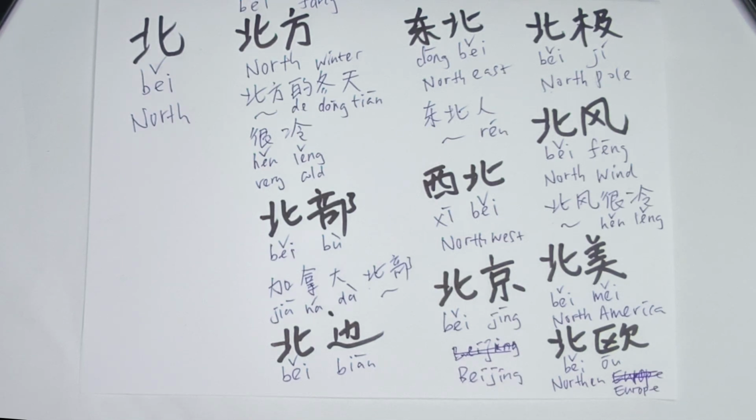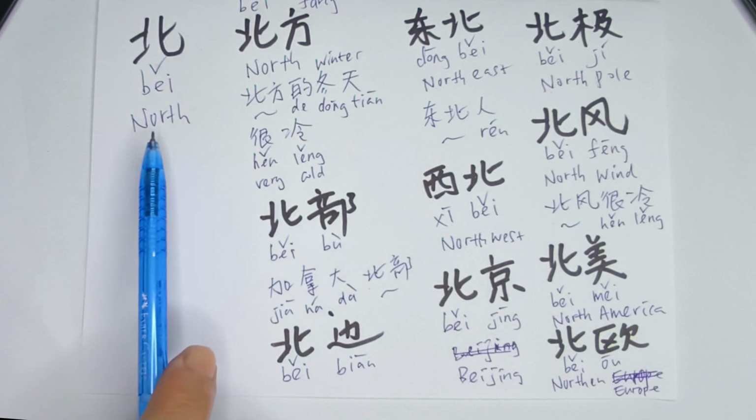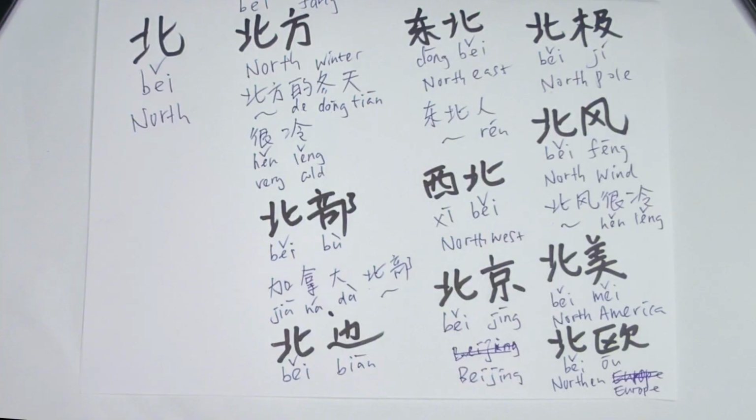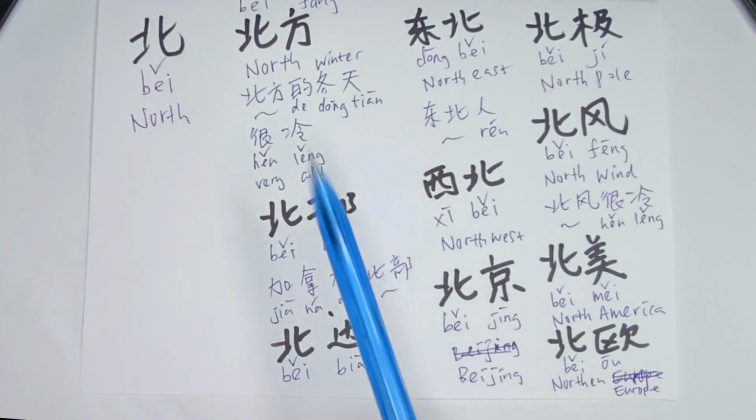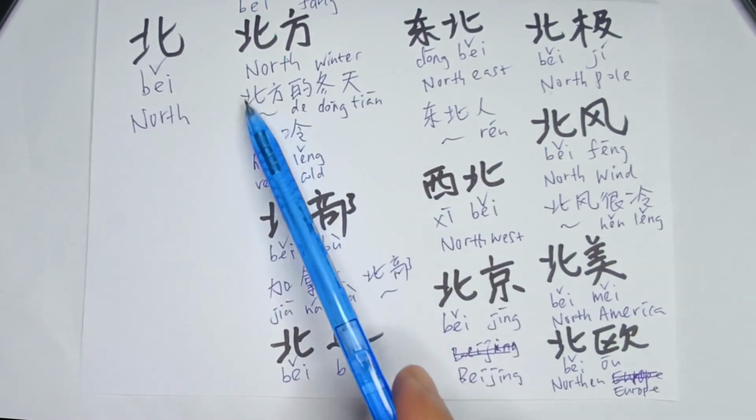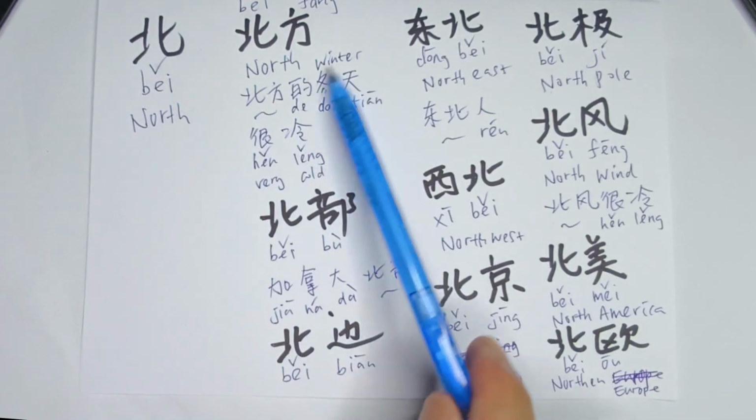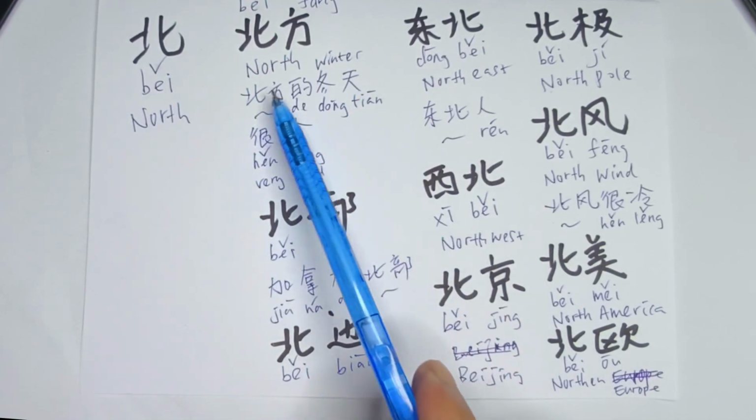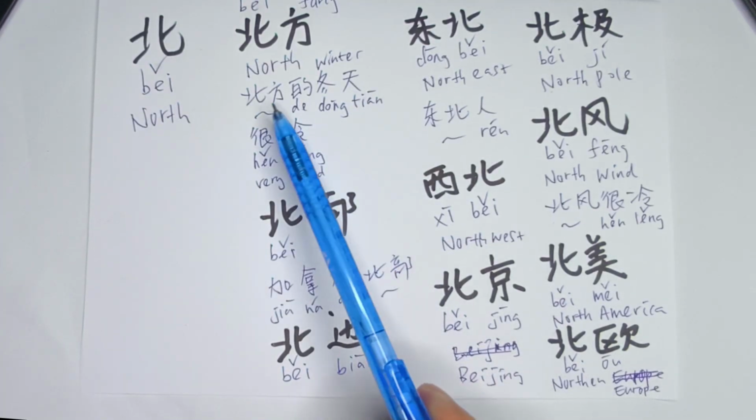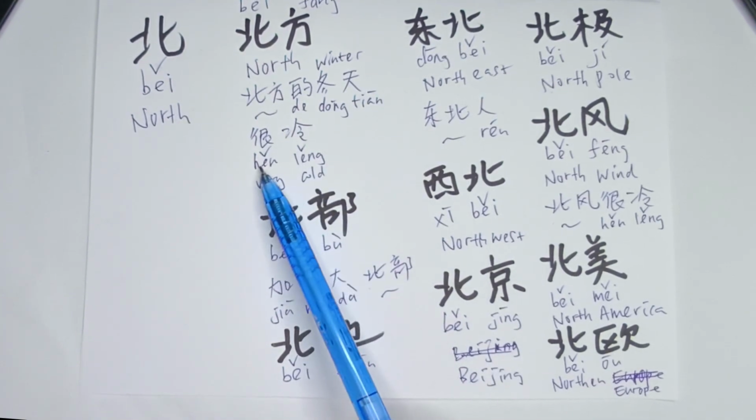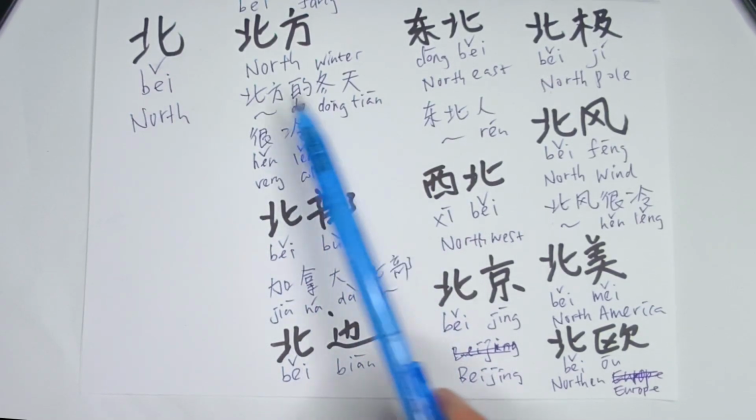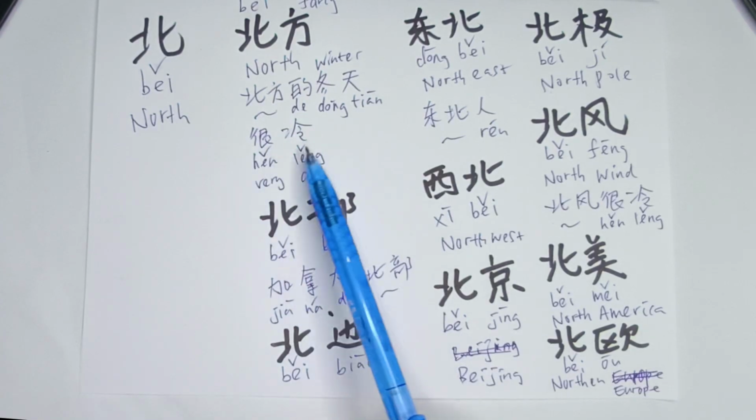北, today we learned a new word. 北, north. Okay, 北 means north. 北方 is the northern side, northern part, northern direction. Okay, 北方的冬天很冷. 冬天 is winter. 北方 is the northern part, the north. Winter in the north is very cold. 很 is very, 冷 is cold.